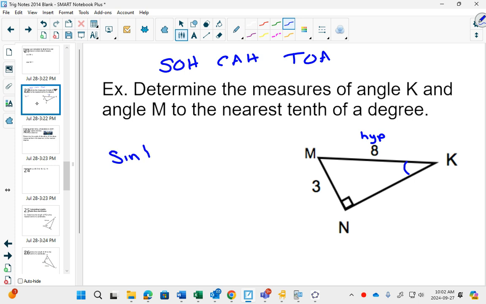Did you realize you should use sine? Because with sine, you know the opposite side and you know the hypotenuse. If you used cosine or tangent, you need the adjacent side, and that's the side we don't know for angle K.